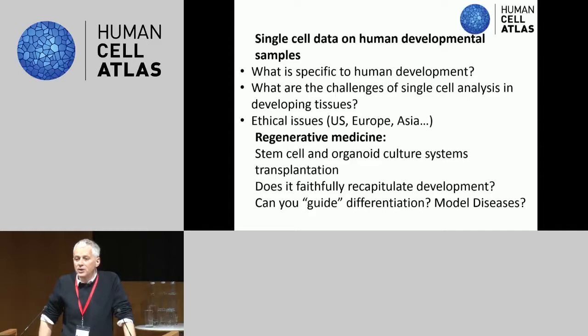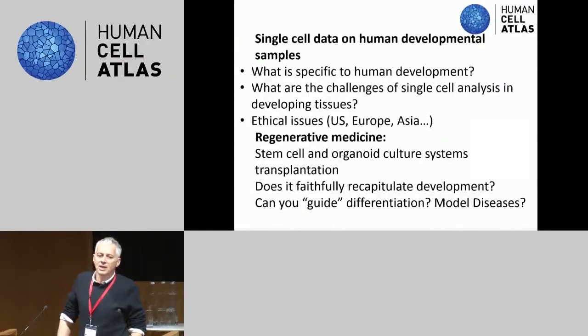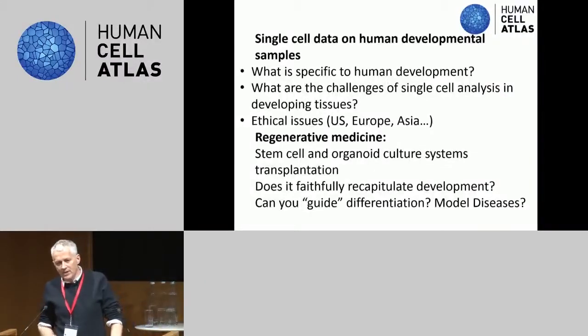There are also ethical issues, obviously. Not all countries are equal in terms of getting samples like embryos and fetuses. In some countries it's completely impossible. In Europe it's very heterogeneous: in some places you can get them, but in other countries it's impossible. That's why an atlas like this is very important, because the data we're going to provide will be useful for everyone. They cannot access the embryo, but they can still have access to our data, so they can still try to understand things and help us. This is very important, but it has to be discussed. Understanding development is also very important for regenerative medicine.